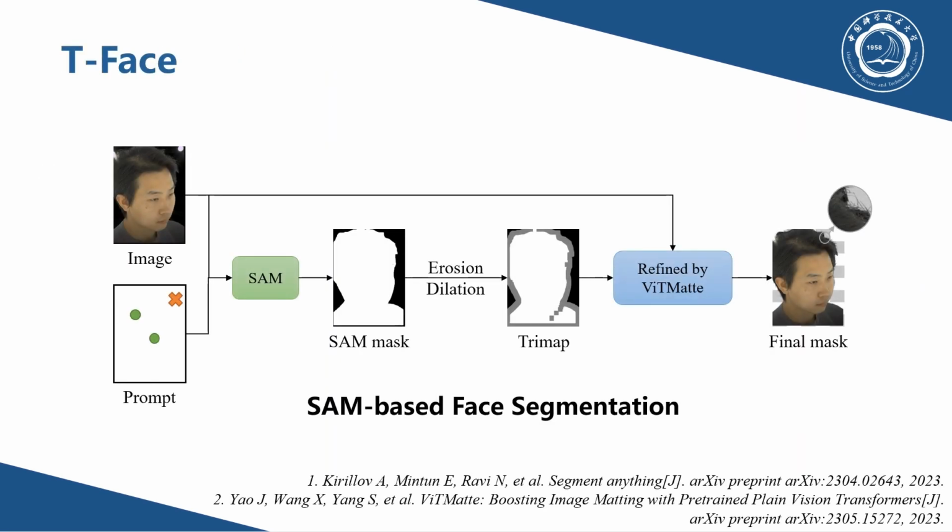Therefore, we adopt a SAM-based face segmentation method to obtain a high-quality facial mask. In this method, we only need to manually mark a few points as the prompts. Then we use the Segment Anything model to obtain a coarse-grained mask. After erosion and dilation on image masks, we obtain the trimap, which can be finally refined to derive the fine-grained mask.